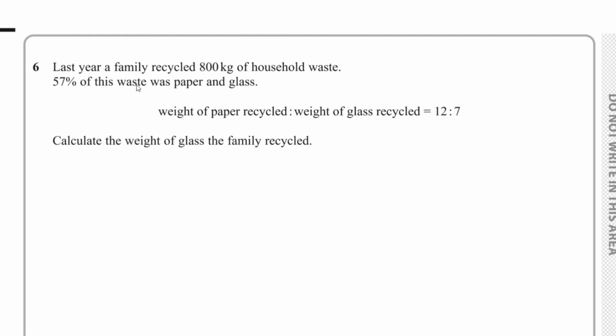Question number 6. Last year, a family recycled 800 kilograms of household waste. 57% of this waste was paper and glass. The weight of paper recycled to the weight of glass recycled is 12:7. We have to calculate the weight of the glass the family recycled. First of all, we can find out the total weight of the paper and glass.